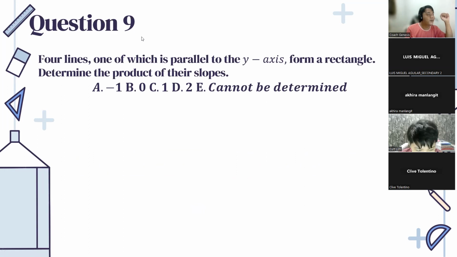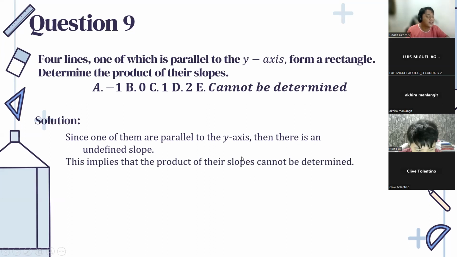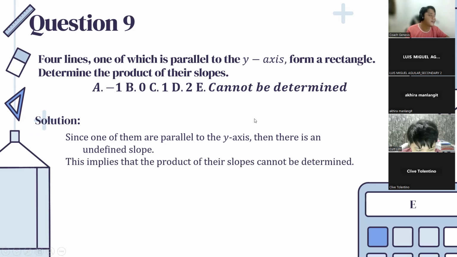Number 9. 4 lines, one of which is parallel to the y-axis, form a rectangle. Determine the product of their slopes. Okay, so this is already a red flag because knowing that the slope of the y-axis cannot be determined, then if you were to multiply, the product will just be undefined. The product of their slopes cannot be determined. So that means that the answer for number 9 is letter E, cannot be determined.